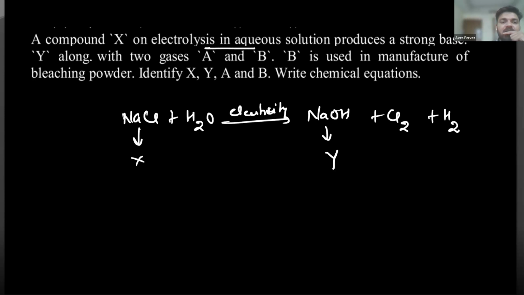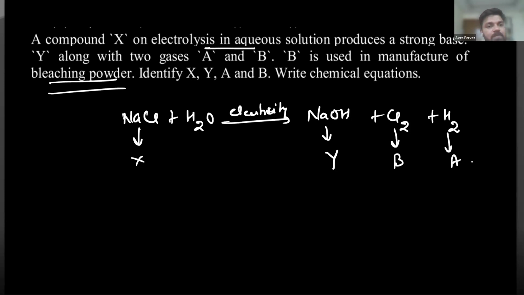Along with the base there are two gases, A and B. B is used in manufacturing of bleaching powder. So which gas is used in bleaching powder? Check the preparation of bleaching powder in your copy. Which gas is passed through slaked lime? Chlorine gas. Yes, so B is chlorine. Now this will be A. So what are X, Y, B, and A?